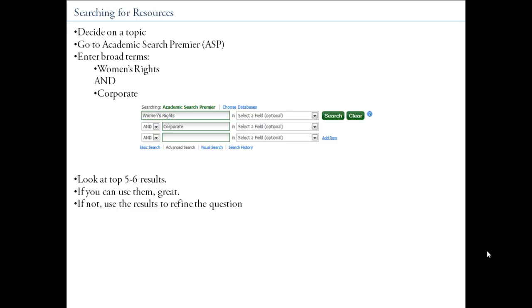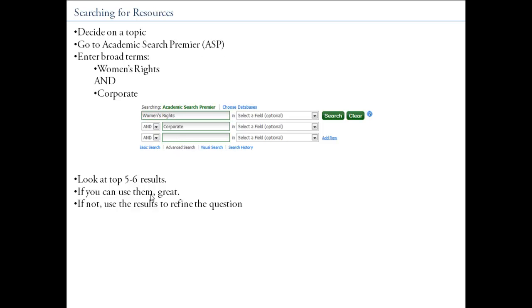These are some additional resources. I would strongly urge you to go back to the video on the Academic Search Premier that I shared last week. But along with that, this is an additional method for doing your research on your resources. So once you decide on a topic, go to the Academic Search Premier and enter the two broad terms. The first time you search, do not enter very specific terms. Enter the broad terms. So I said women's right and carpet, and don't put it all in one field. Distribute it across two fields.